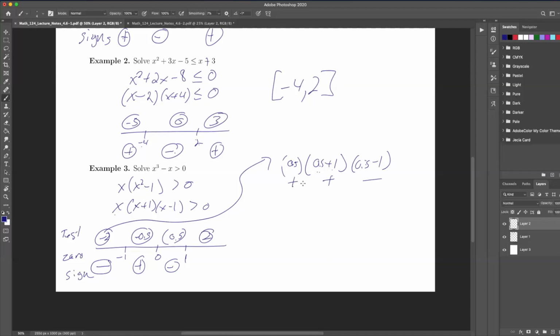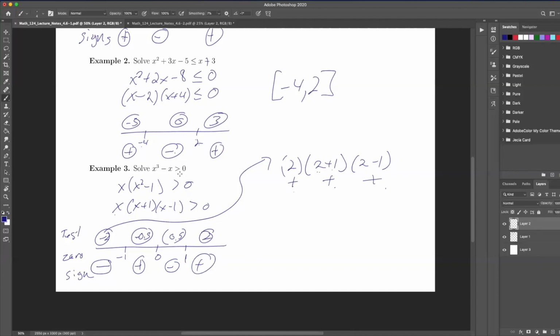And then we'll test 2. So let's go ahead and plug in a 2. Boop, boop, boop. And notice I'm writing out what I'm doing in my head. The last 2 times I just kind of put these numbers in my head. So here, 2 is positive. 2 plus 1 is positive. 2 minus 1 is also positive. So I have positive, positive, positive. So this is overall positive.